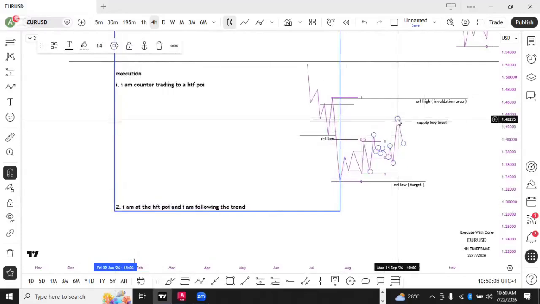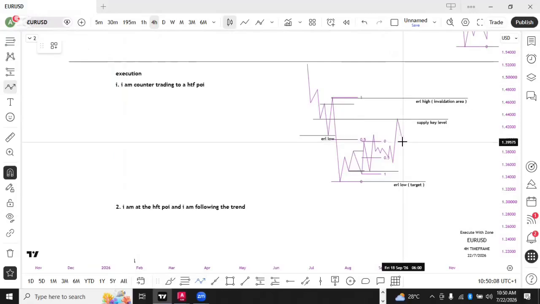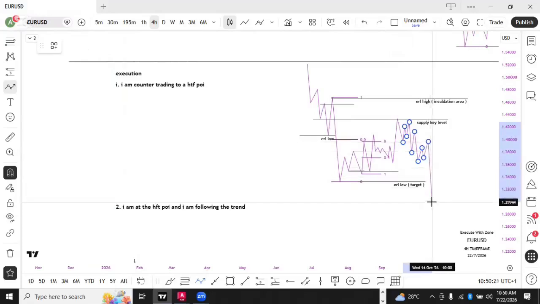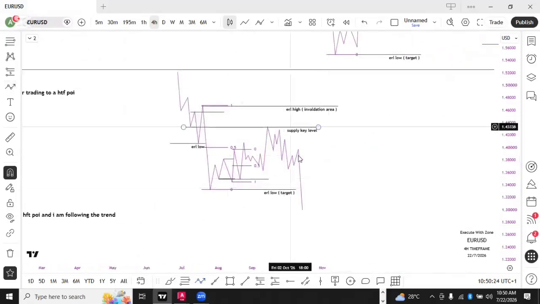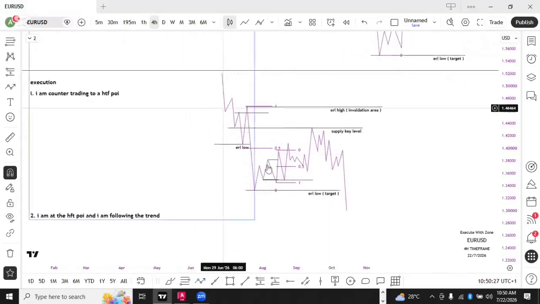Now price has gotten into the higher time frame POI. What do you want to see again? You want to see price give you a sweep. Once you see a sweep, the same thing. At this point, you know you are following your higher time frame POI to a particular external low. So you can see how the market moves. This is a complete order flow of how markets move.